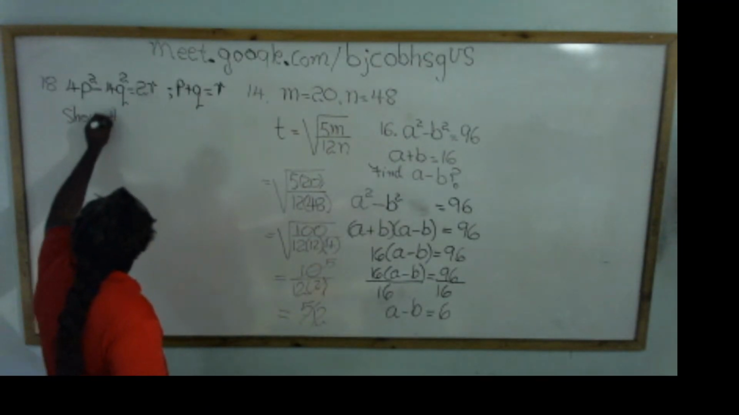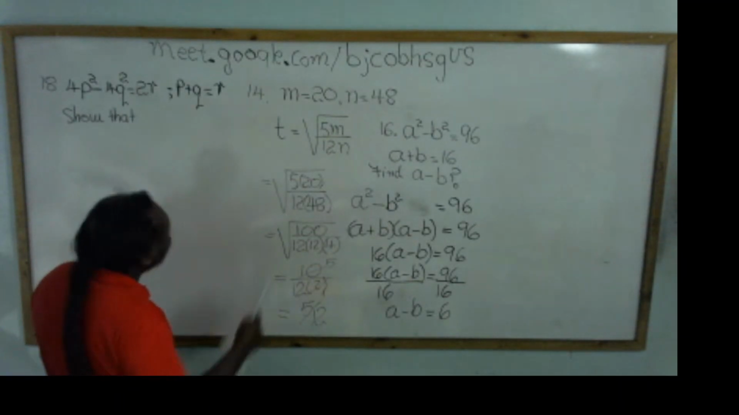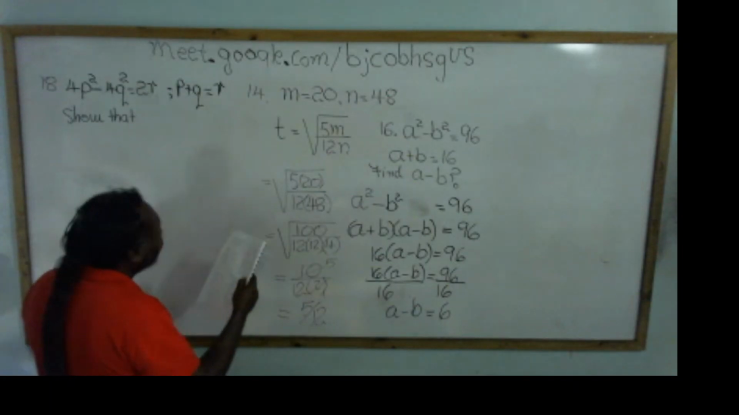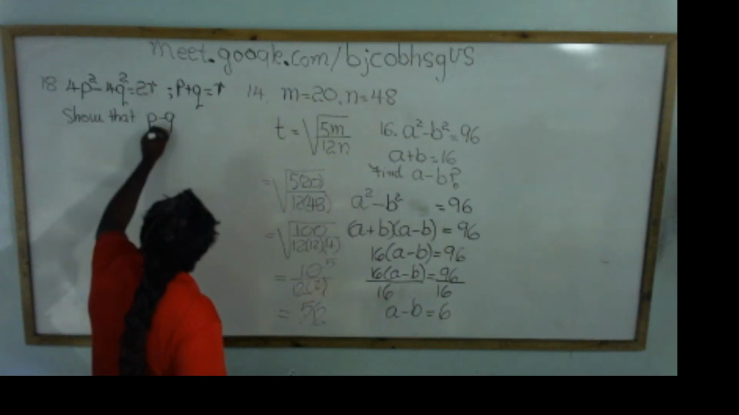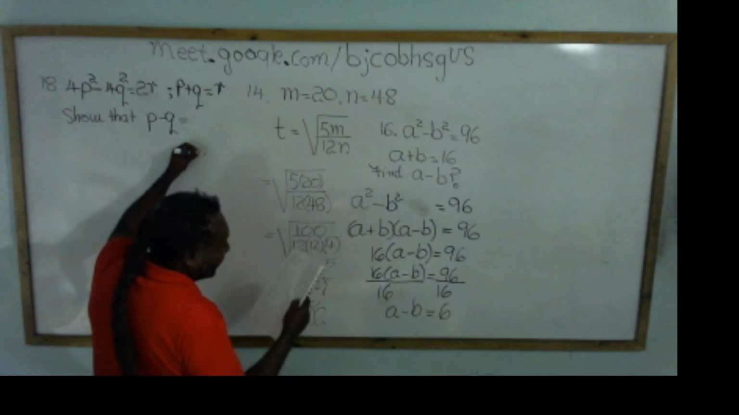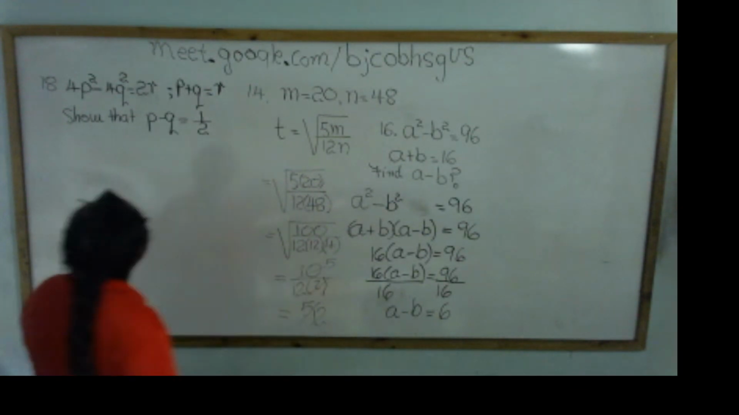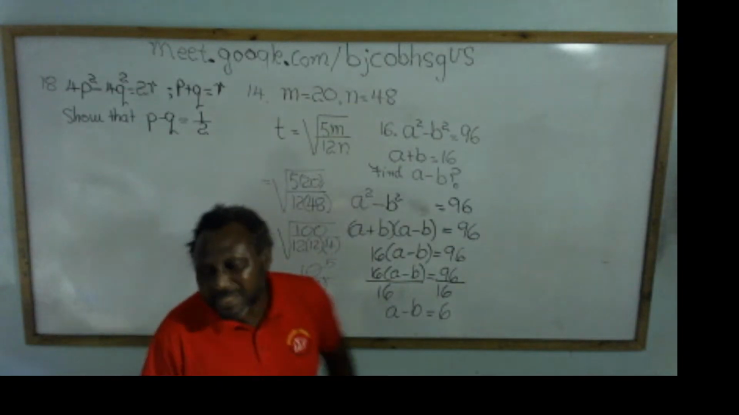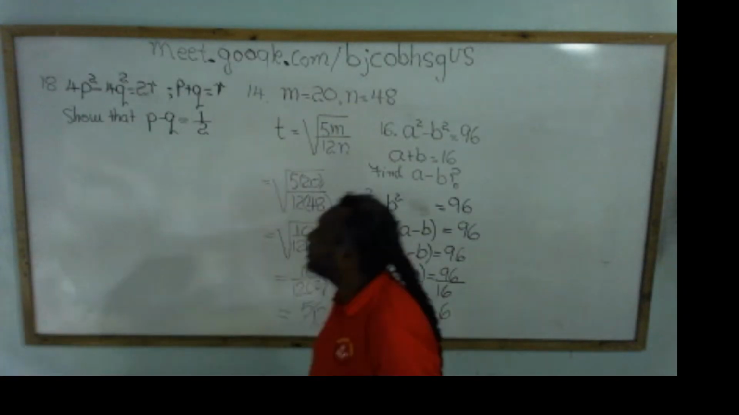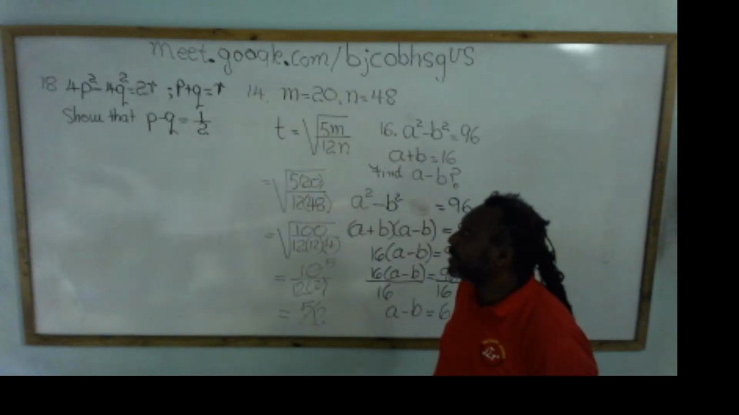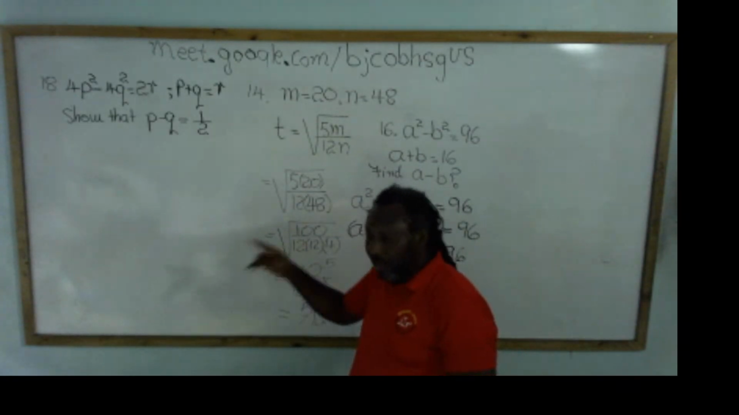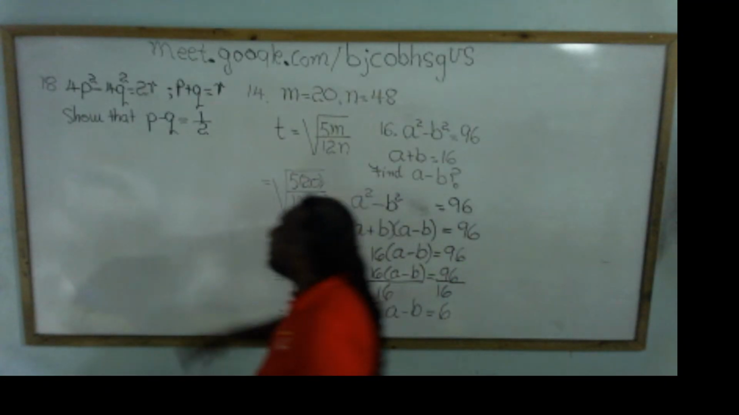Show that P minus Q is equal to a half. Nice. Let me see if there's any twist to it. I guess there's a twist to this problem, but of course, you should not have too much difficulty with it. Now, let me go back to this now.